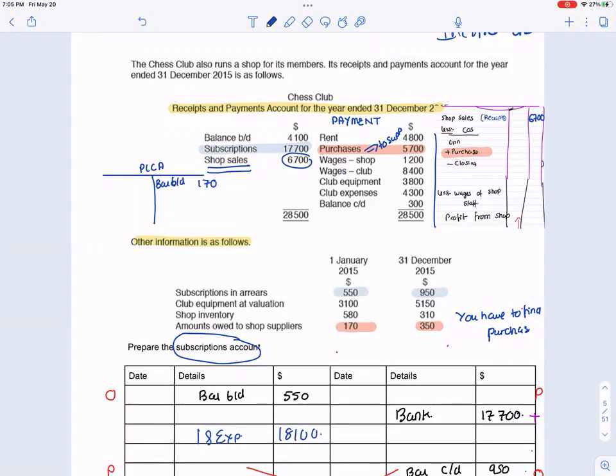Closing balance here, opening balance credit there. Where will purchases come? Credit side. And where will the payment come? On the debit side. So the payment is 5880.